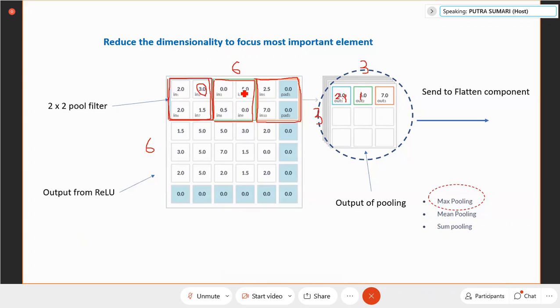Because people see that this number is the important one. This is the important one. These are the important features that we want. And the rest is not so important. So delete it. Throw it away. So I threw it away. So that's the purpose of pooling.